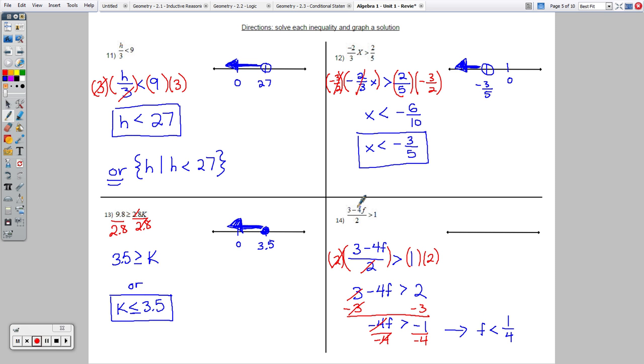Since this is in a fractional form, I'll leave my answer as a fraction. You could write, and technically be right, f is less than 0.25. That would be acceptable as well. But I'm going to put 1/4, open circle, and pointing left once again. So lots of them pointing left so far. We haven't had any greater thans in the end when we solved our inequalities. Let's do a few more of these.